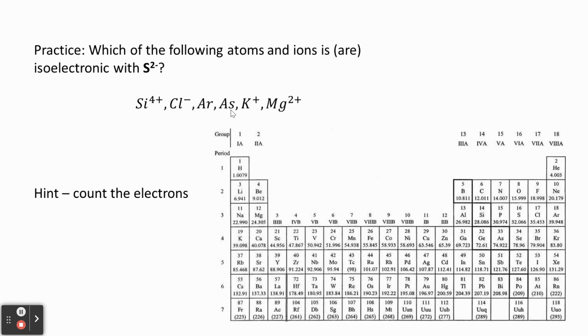Arsenic, if we look on the periodic table, has 33 protons and 33 electrons because it's neutral. The number of electrons doesn't equal the number of electrons in sulfide, so it's not isoelectronic. A potassium ion has 19 protons and it lost an electron, so it's got 18 electrons. That would be isoelectronic. And a magnesium ion has 12 protons. It lost 2 electrons, so it has 10 electrons. It would not be isoelectronic. So we would have chloride, argon, and potassium as being isoelectronic to sulfide.